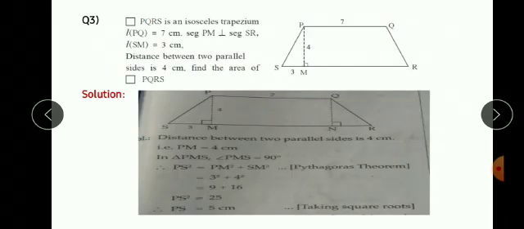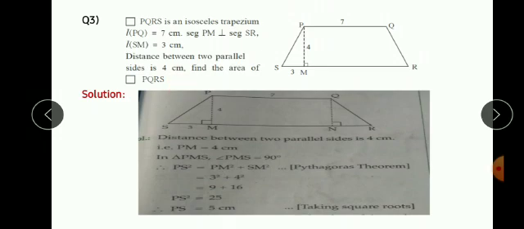So 2 questions are over. Let us see question 3. Here, quadrilateral PQRS is an isosceles trapezium. Here the figure is given as an isosceles trapezium, and what is given? Length PQ is 7 centimeter. Segment PM is perpendicular to segment SR, and length SM is given as 3 cm. So distance between the two parallel sides is 4 cm. These two are parallel sides and the distance between these two parallel sides is 4 cm. Find the area of quadrilateral PQRS.